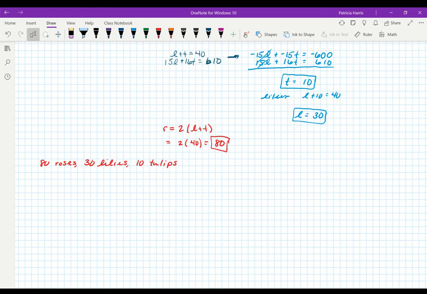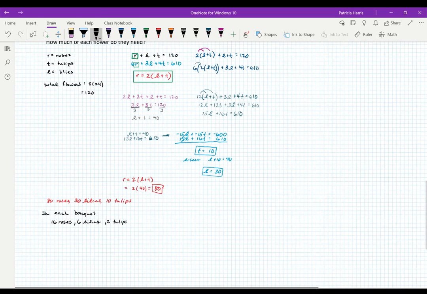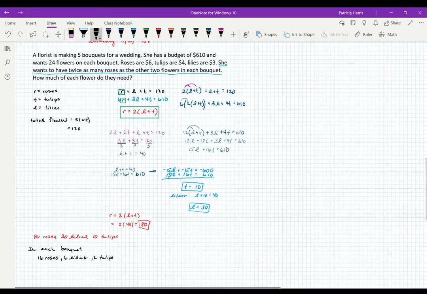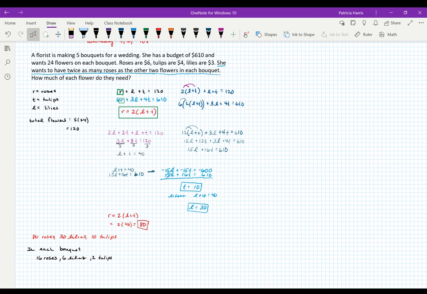Now, in each bouquet, since there's 5 of them, I will have 2 tulips, 6 lilies, and 16 roses. Okay, so you can totally do this problem not using a matrix, but you could also do it with a matrix. It's completely up to you.